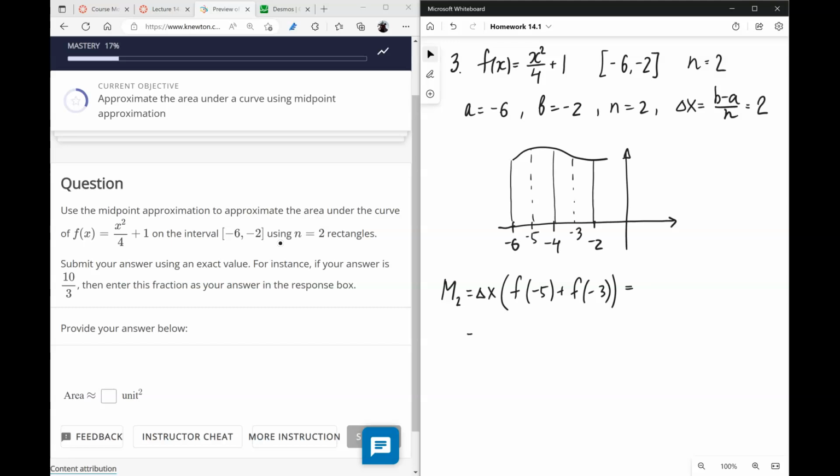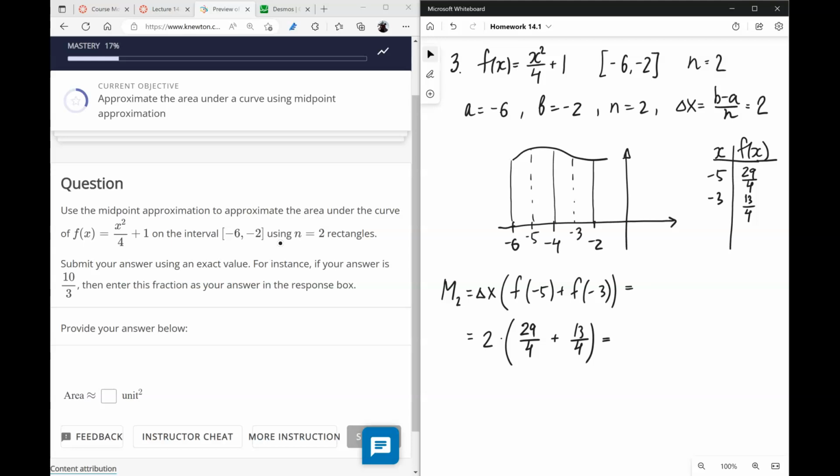And of course, if you like doing this by hand, you can just find f of -5. You're asking yourself to evaluate this function at -5 and -3. At -5 it will be 25 over 4 plus 1, which is 29 over 4, and at -3 it will be 13 over 4. So we're going to do it like this.